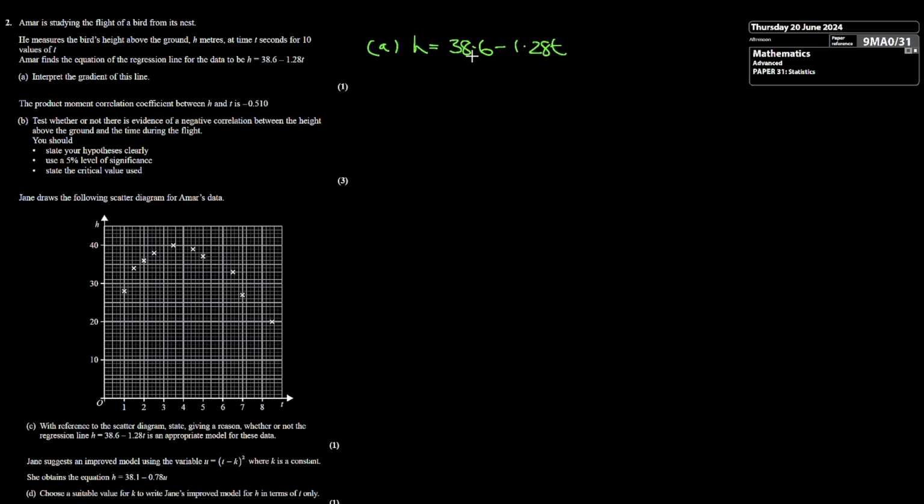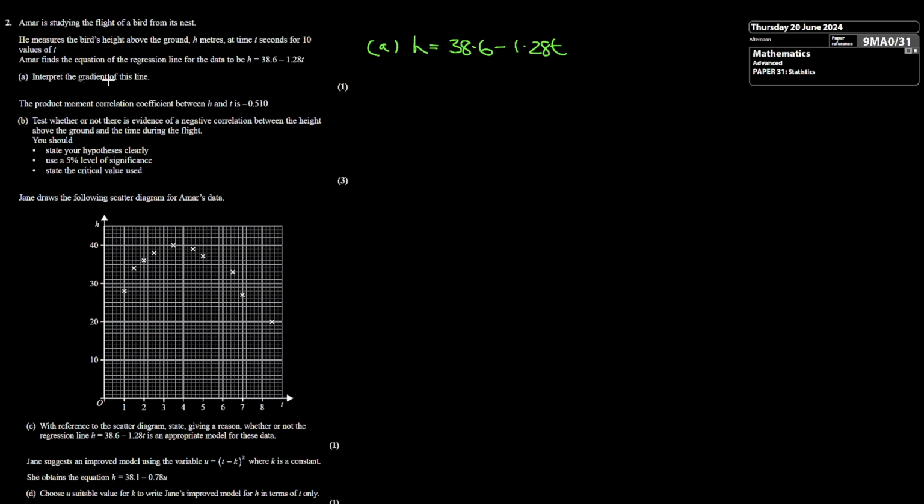And you can see this is analogous to a straight line. This is the equivalent of the variable x, so this will be the gradient and this will be the initial height. So values of t as they increase will take height away from the bird's initial height of 38.6.